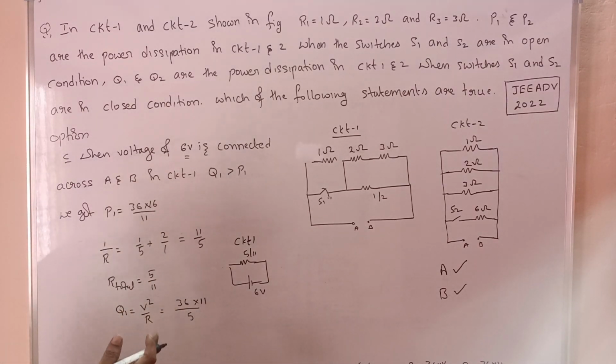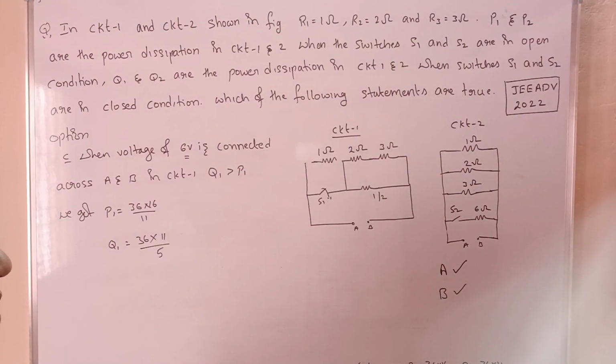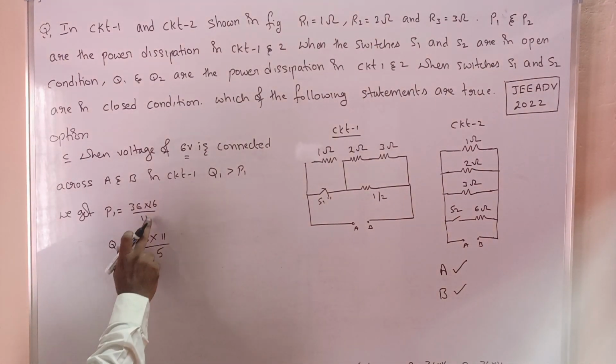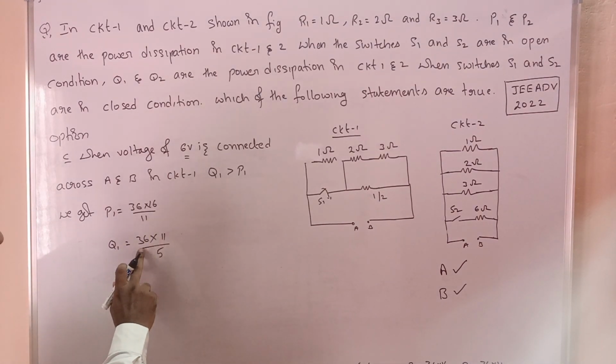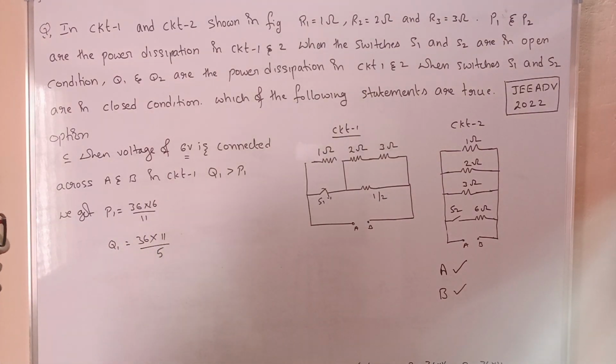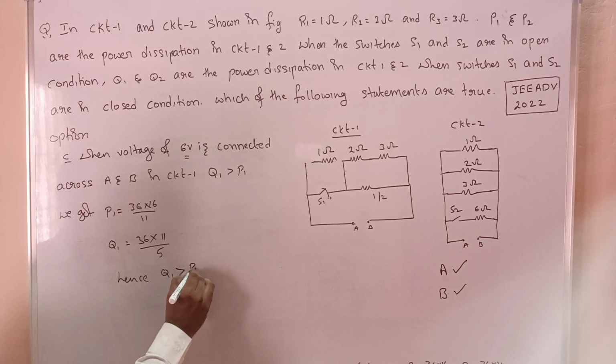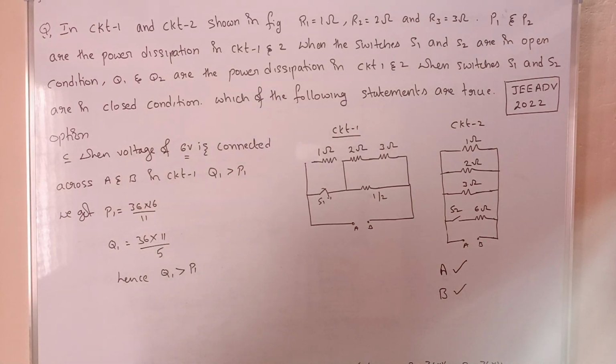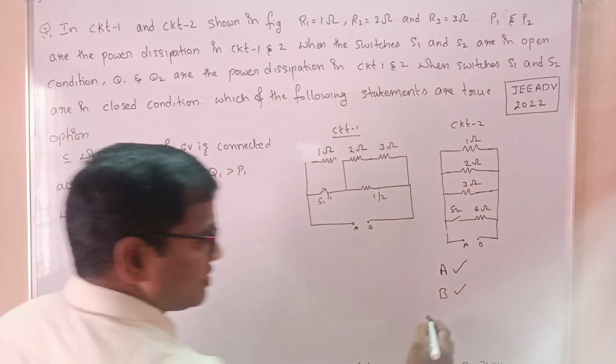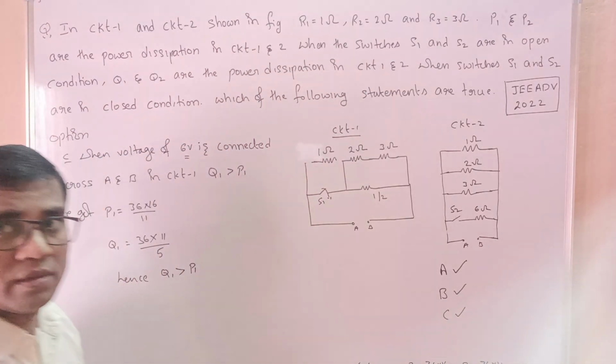Then absolutely we can understand, right? Q1 is greater. Now see here, P1 is 36 into 16 by 11 and Q1 is 36 into 11 by 5. Now we can understand which one is greater, right? Hence you will write Q1 is greater than P1. So option C is also correct.